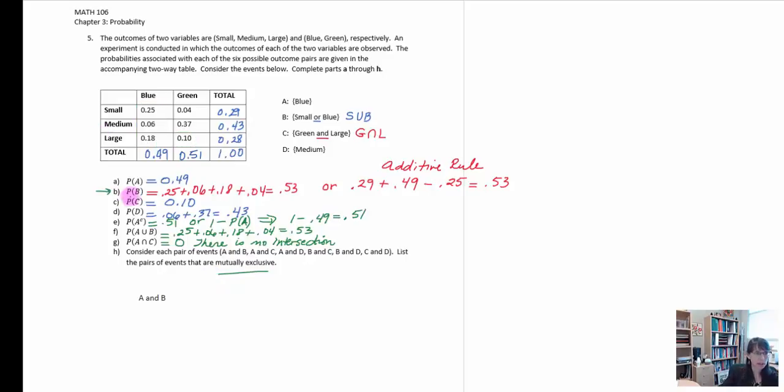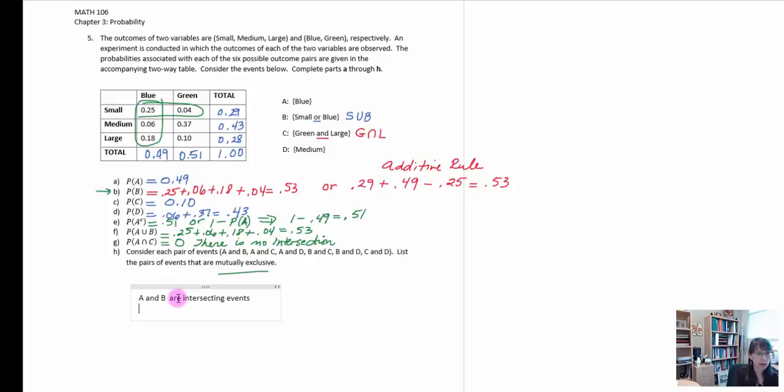So the first 2 events that we're considering are A and B. That means blue and the union of small and blue. So we've got blue to be small and blue. That also involves the 0.04. So do you see how there is an intersection at 0.25? So these are not mutually exclusive events.